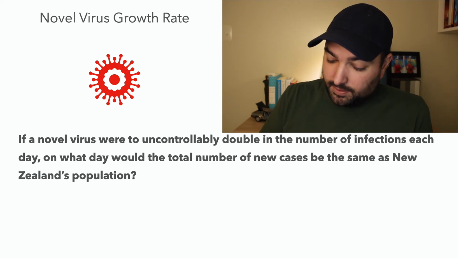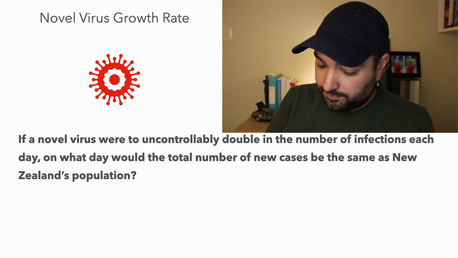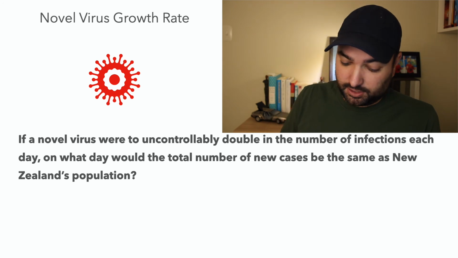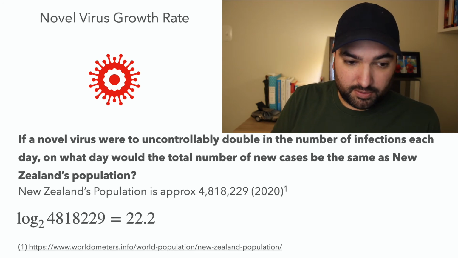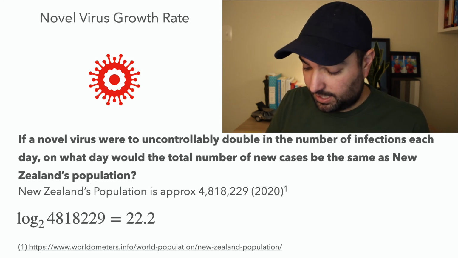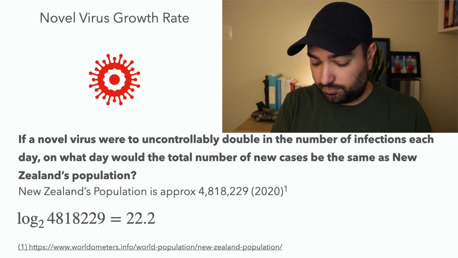Now really quickly before I go, I want to come back to this problem that we had with the novel virus. And I'm going to show you how we can use this logarithm to solve what could be a potentially complicated problem. So have a read. If a novel virus were to uncontrollably double in the number of infections each day, on what day would the total number of new cases be the same as New Zealand's population? Well, with a little bit of digging around, you can find that New Zealand's population is approximately 4,818,000. And if we were to do log base 2 of that number, we would get 22.2.